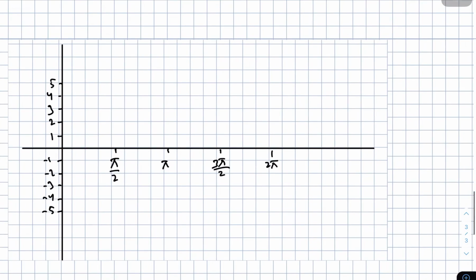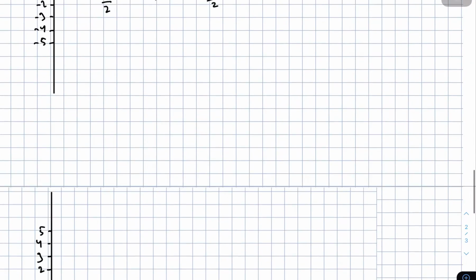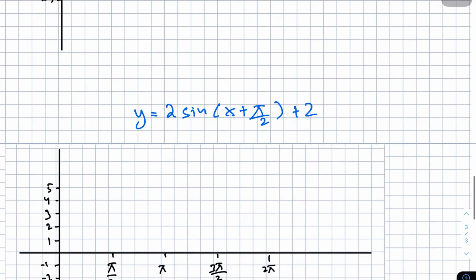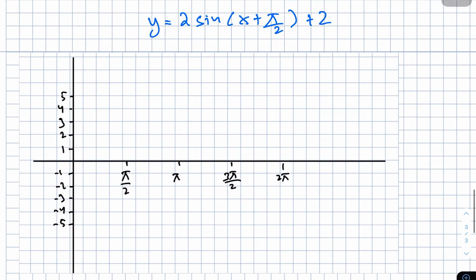Now let's try to make the graph of y equals 2 sine (x minus pi over 2) plus 2. Okay, so the amplitude is 2 this time. So the amplitude will be 2.